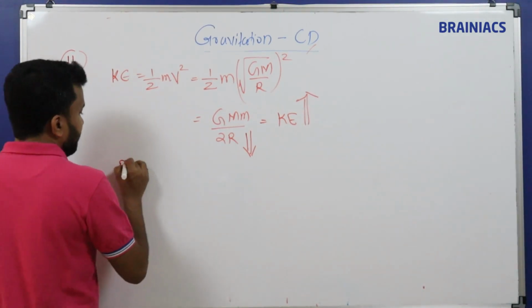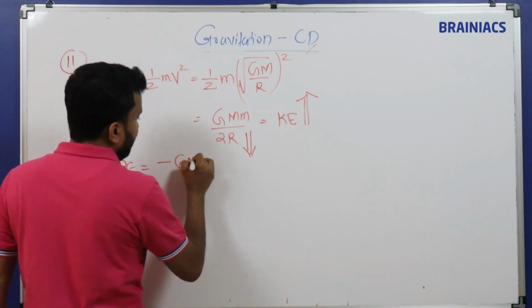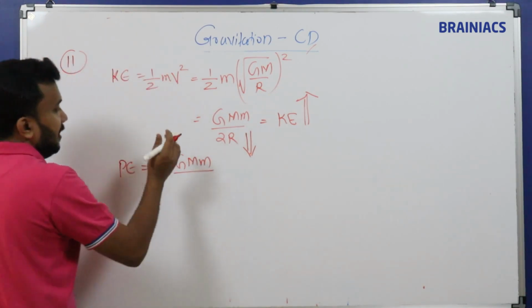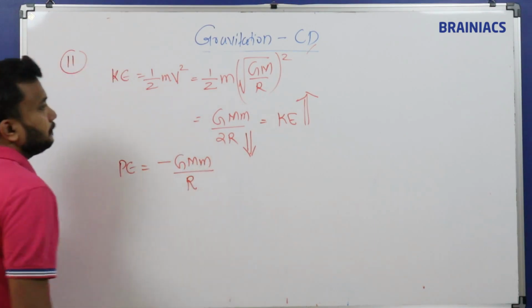Second one, what happens to the potential energy? Potential energy is equal to minus GMm divided by the height. Height is equal to r.